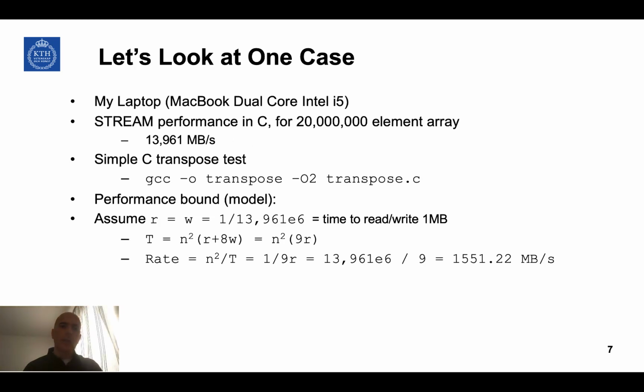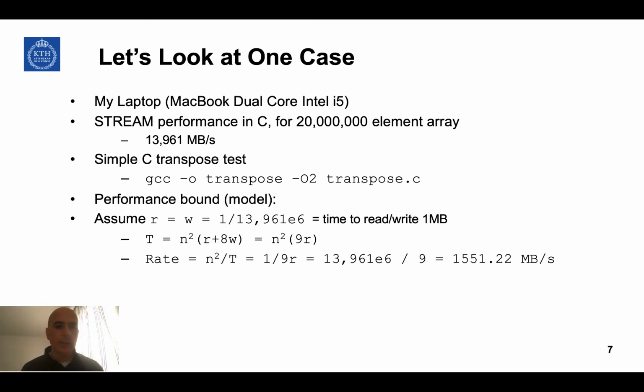So let's look at one case. Let's see in practice how this works out. I use my laptop as a benchmark environment. That is a MacBook with an Intel processor. I run STREAM and get the bandwidth performance. I use a 20 million element array, and I take the bandwidth result for the copy kernel. In this case it is almost 14 gigabytes per second.